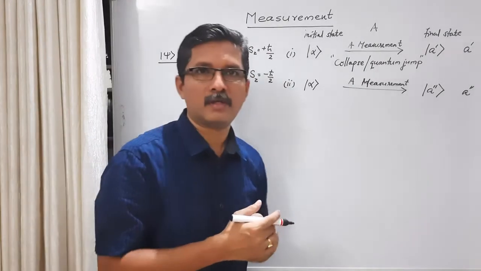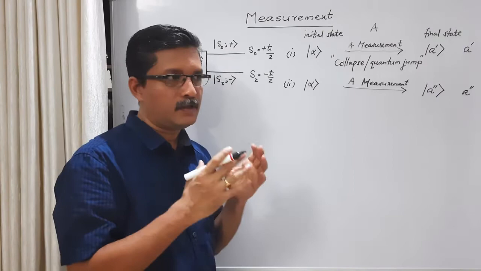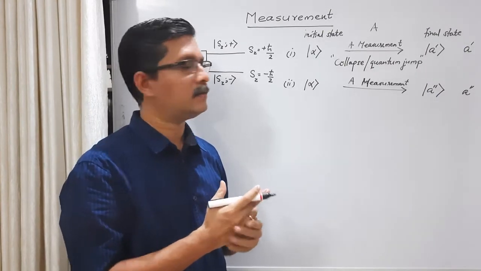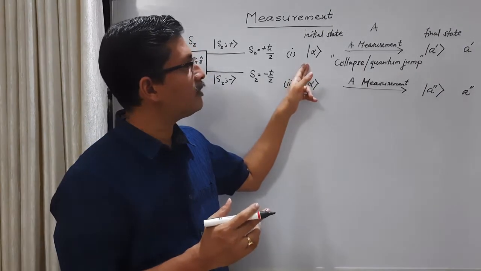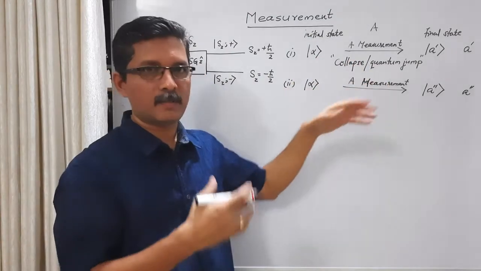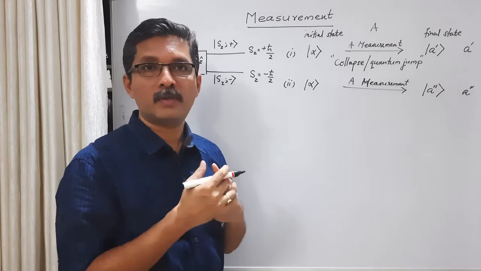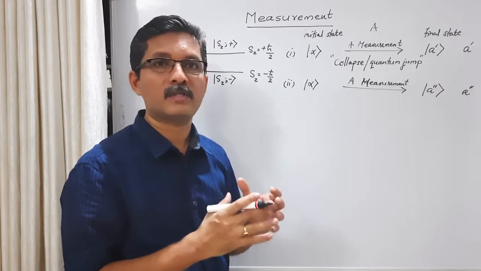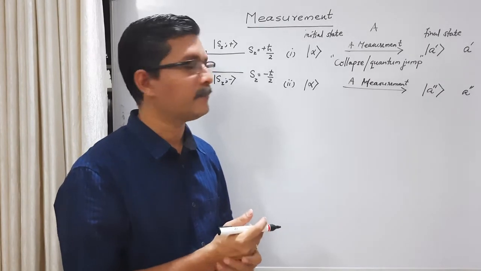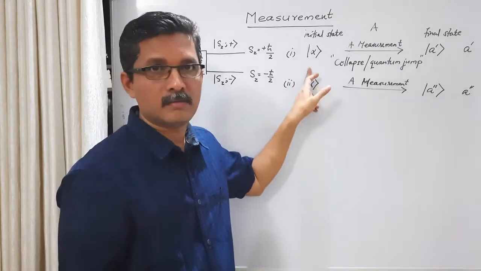When we make a quantum measurement, we should always ensure that the system starts from the same initial state. That means in order to repeat this measurement, we should be assured that we are starting from the same initial state. Okay, how do we ensure this?